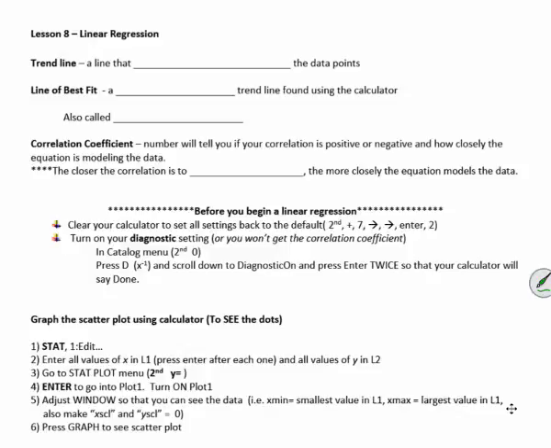So a trend line is a line that models the data points. The line of best fit is a more precise trend line found using the calculator. All right, this is also called a linear regression.